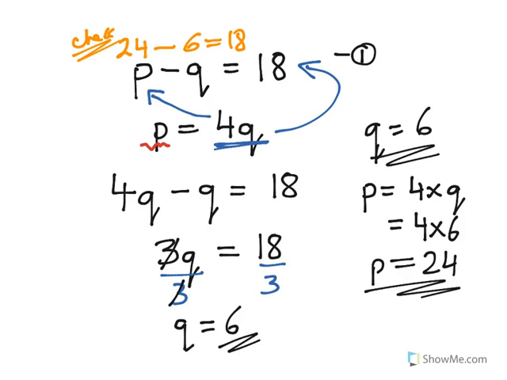And I know that if I checked here in the second equation as well, 24 is the same as P, and that should equal 4 times what Q was, which was 6. 4 6s are 24, so I know that everything is right.